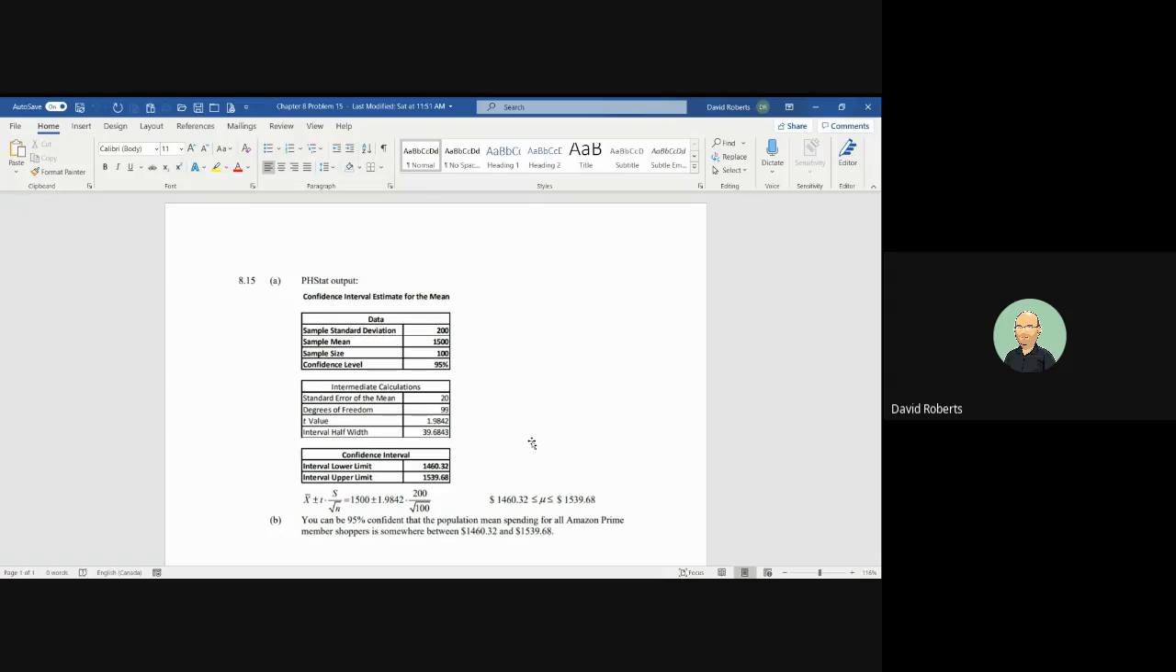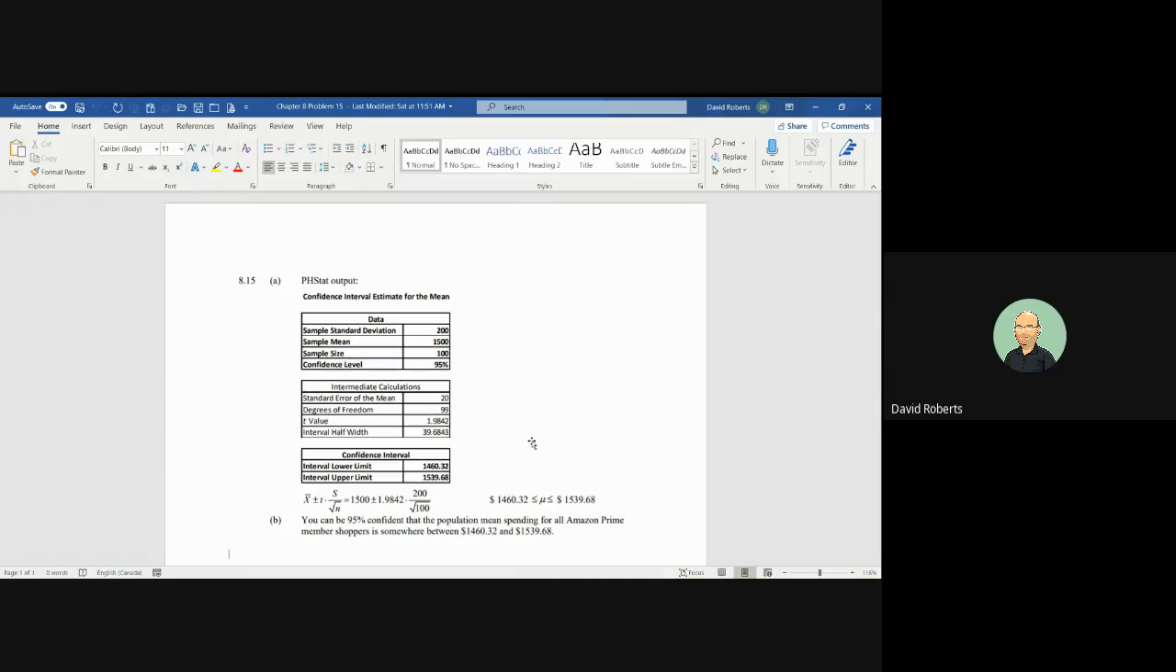8.15 on page 256. In this particular case, we're given some information about Amazon Prime shoppers. We do a sample of 100 Amazon Prime members, and we find out that the mean purchase is $1,500 with a standard deviation of $200. We want to construct a confidence interval for all Amazon Prime members at 95%.